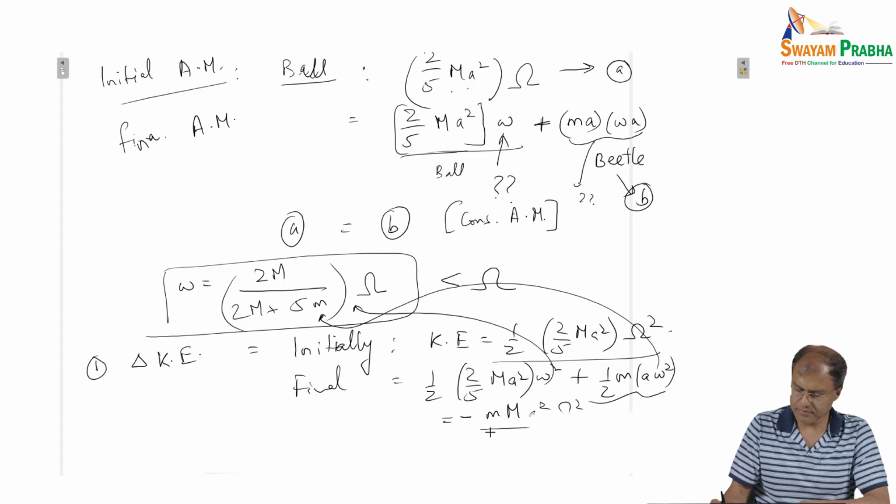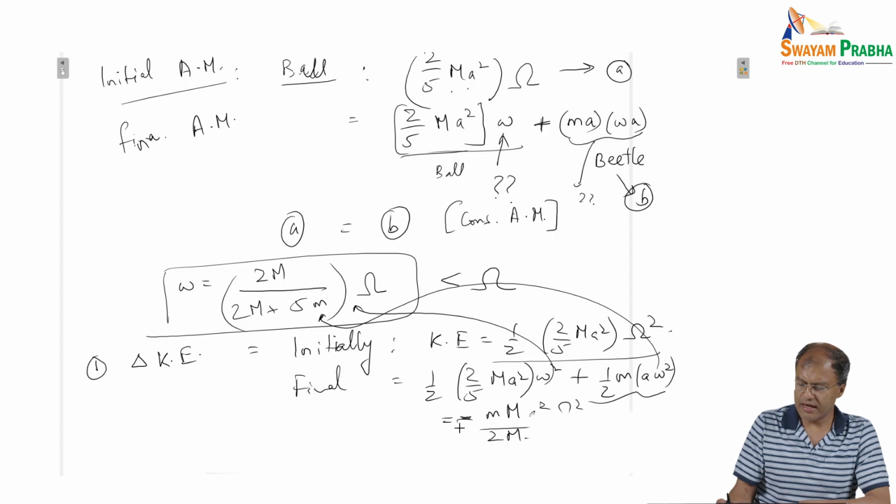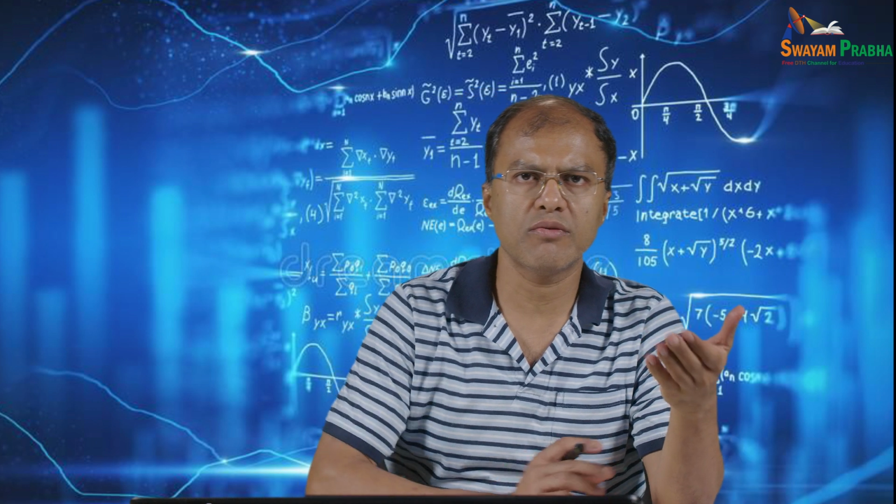by 2M plus 5m. So we see that the minus sign clearly reflects that the kinetic energy of the system has decreased. So that completes this part of this problem, and also we are now over with this.